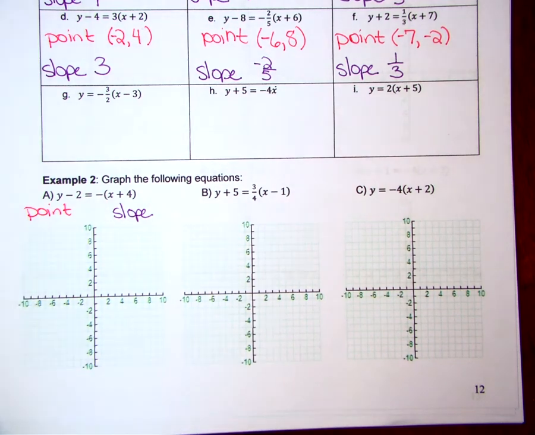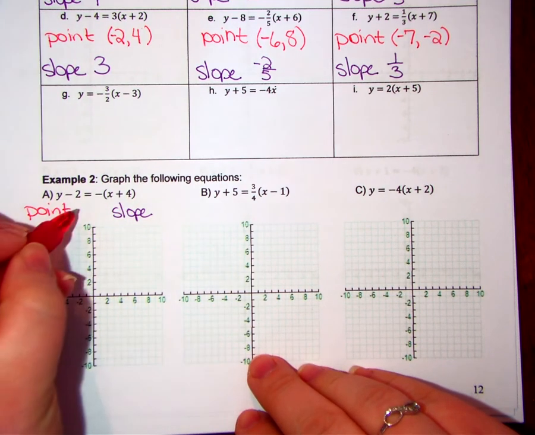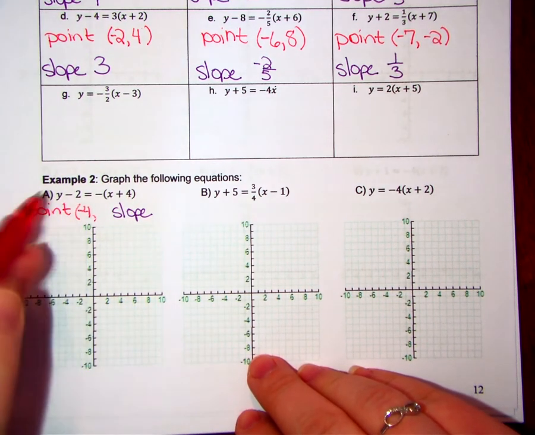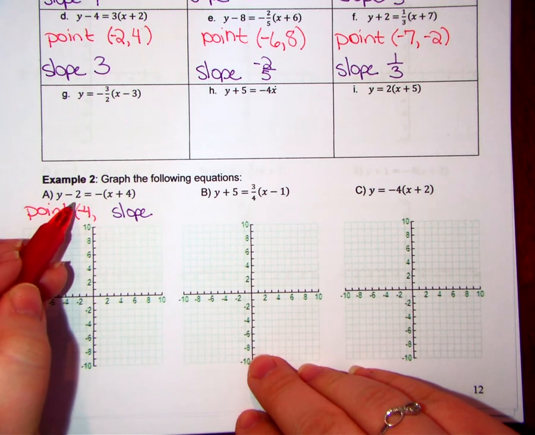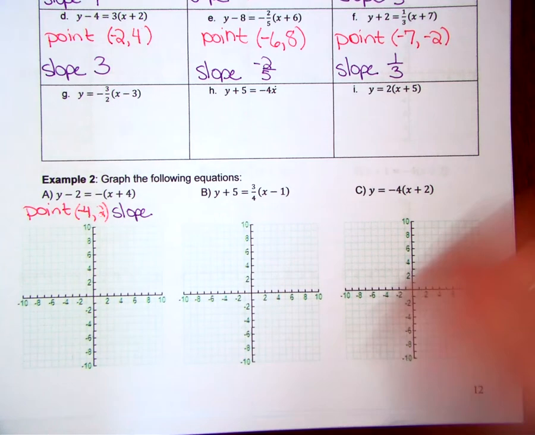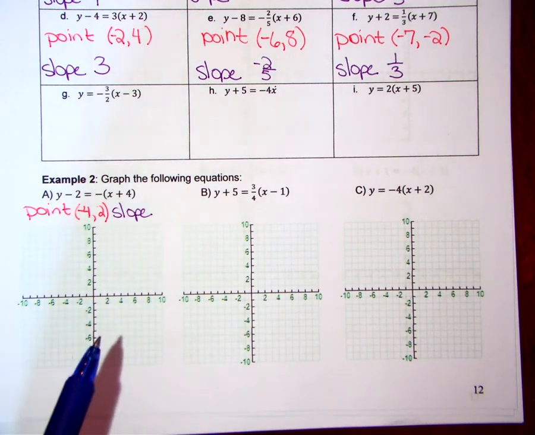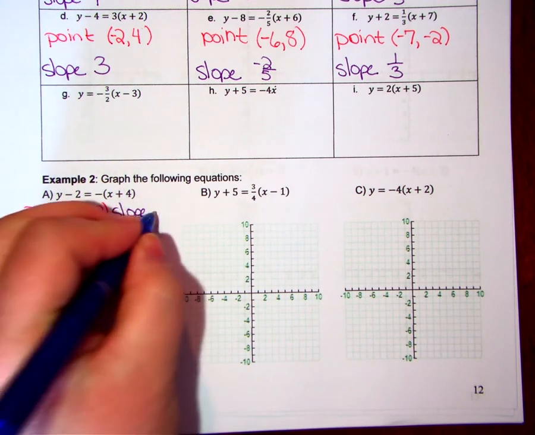So my point looks like positive 4, so it's really negative 4. And this looks like negative 2, but it's really positive 2. And then my slope is the number in front of the parentheses. So it looks like there's just a negative sign there, but we know that that's really a negative 1.